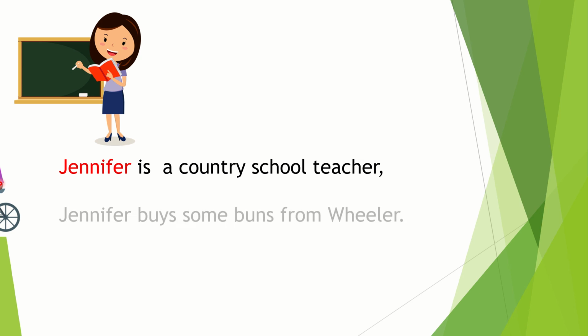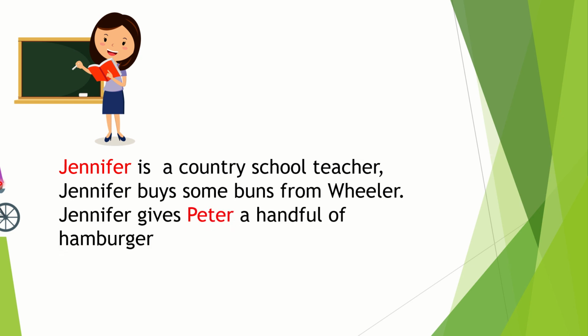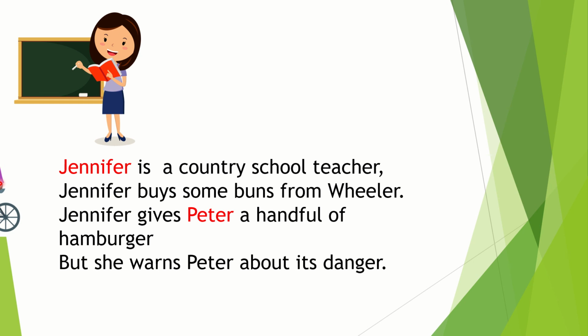Jennifer is a country school teacher. Jennifer buys some buns from Wheeler. Jennifer gives Peter a handful of hamburger, but she warns Peter about its danger.